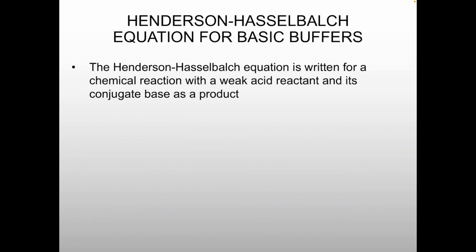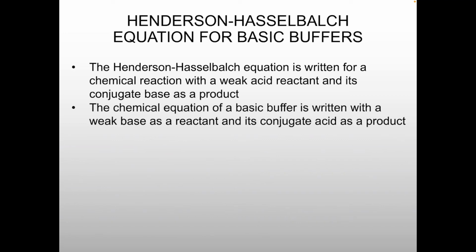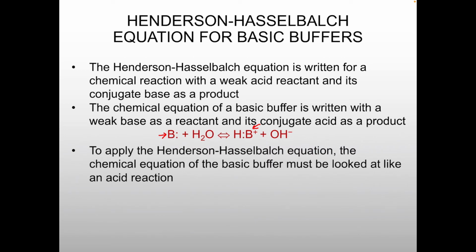Typically, though, the way we have been using it is for a weak acid reactant and the conjugate base as the product. But if we have a basic buffer, then our weak base is the reactant and the conjugate acid is a product. So it's essentially backwards, right? So our base is over here and our acid is over here instead of vice versa. But to apply this Henderson-Hasselbalch equation, we can just look at it as being backwards, okay? So it's the exact same thing, right? So now we have an acid on this side and a base on this side, okay?